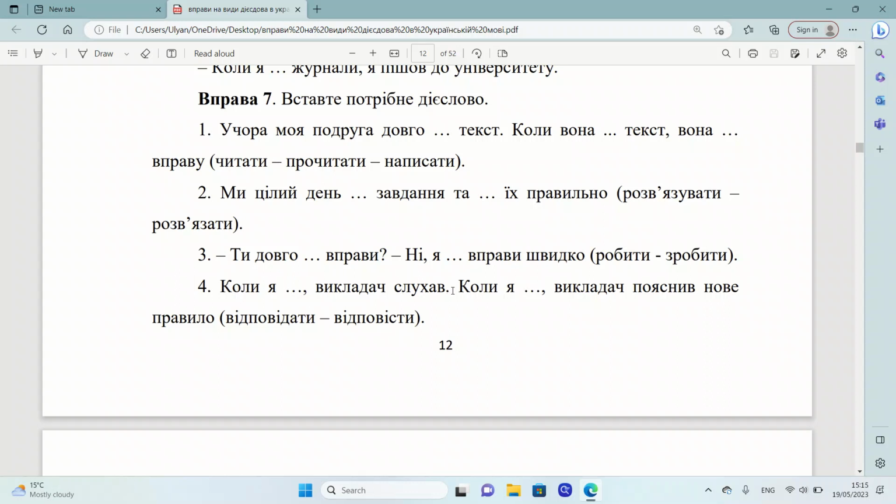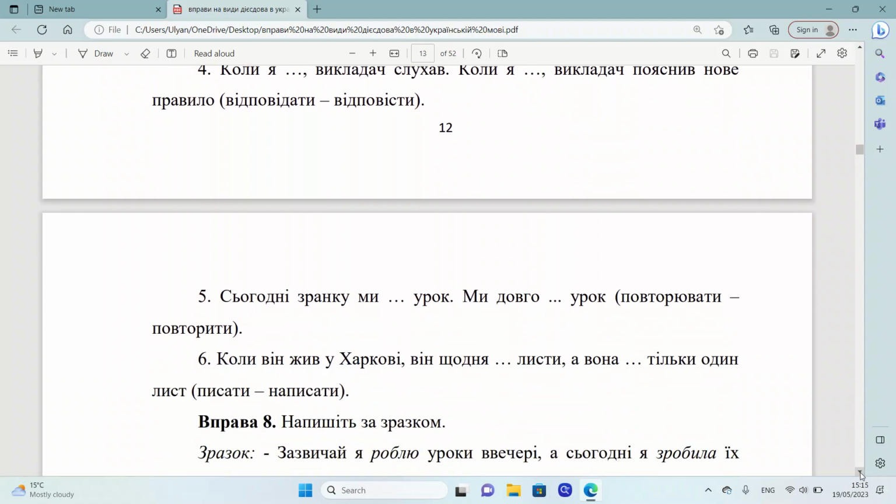Коли я викладач слухав, коли я something викладач пояснив нове правило. So відповідати, відповісти. To reply, to answer. So коли я, so this is викладач слухав. So this is the process. Two actions at the same time. So коли я відповідав, викладач слухав. Коли я відповів, викладач пояснив нове правило. So when I finished, the teacher explained the new rule. So consecutive actions, one after another.